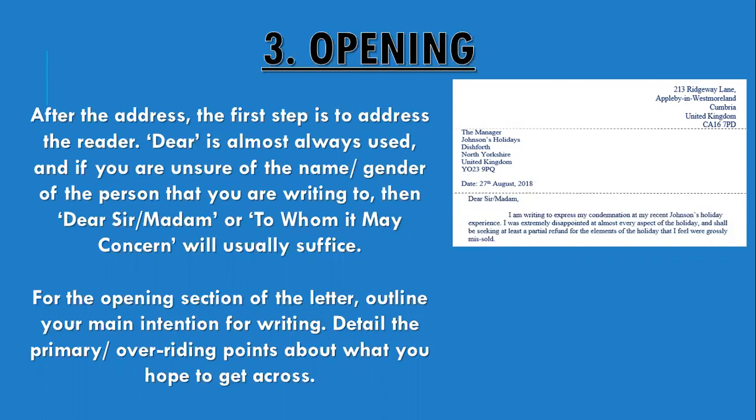For the opening section of the letter, outline your main intention for writing. So detail your overriding points that you want to get across. For example, I am writing to express my condemnation at my recent Johnson's holiday experience. I was extremely disappointed at almost every aspect of the holiday and shall be seeking at least a partial refund for the elements of the holiday that I feel were grossly missold.